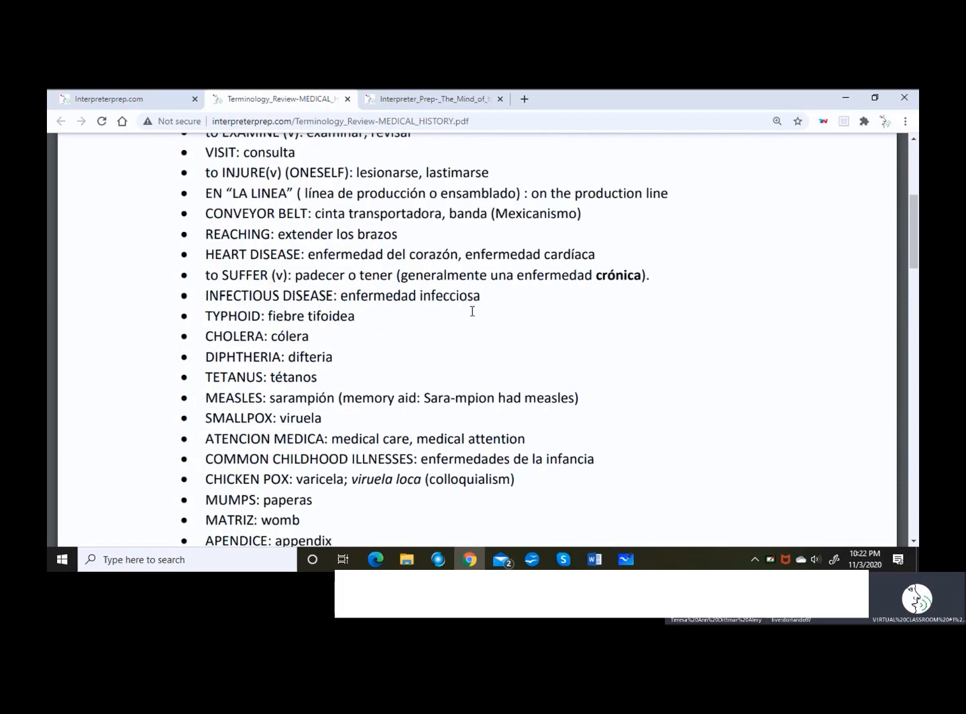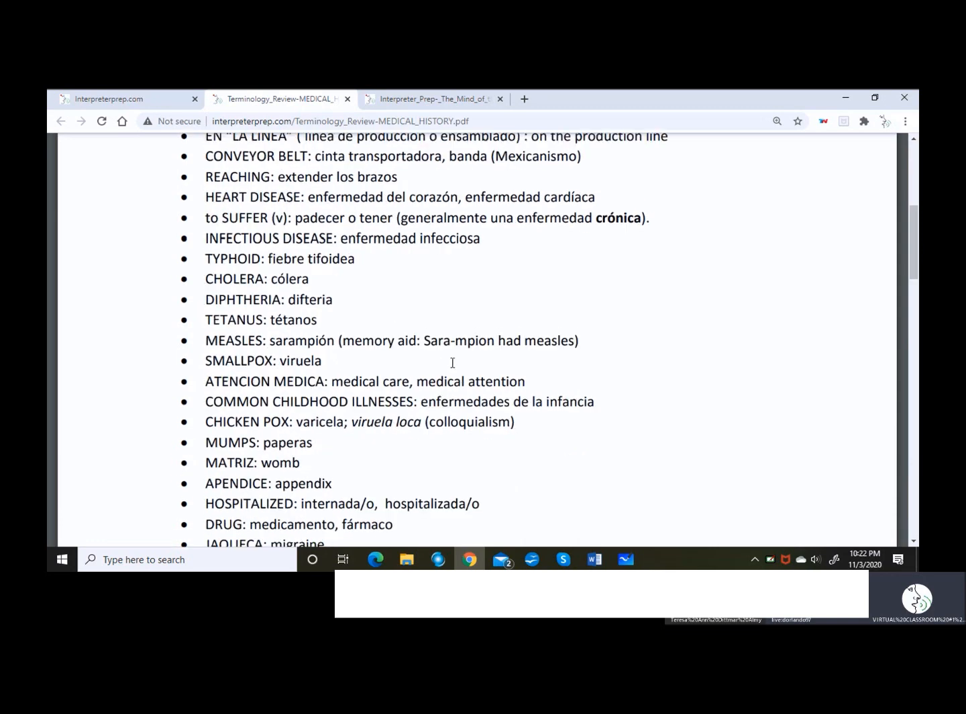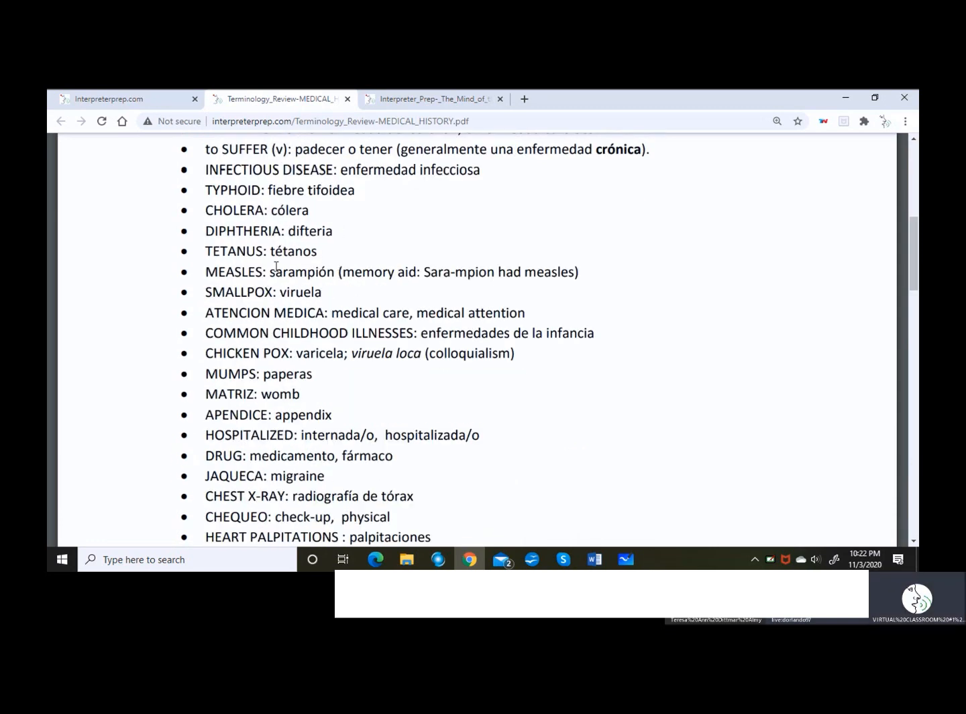Infectious disease, Terry, is... Enfermedad infecciosa. Okay, and typhoid, David? Fiebre tifoidea. Okay, and cholera, Terry? La cólera. Okay, and diphtheria? Difteria. And tetanus? Tétanos. And measles? Sarampión. And the memory aid was? Sarah had measles, yes. Yeah, sarampión. Eso nunca me olvidaré.